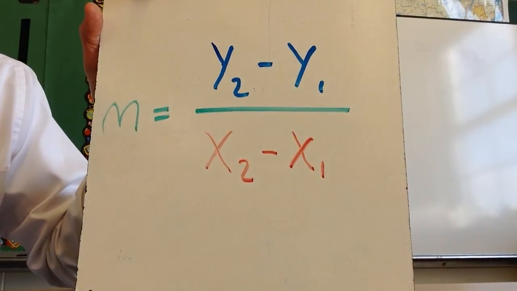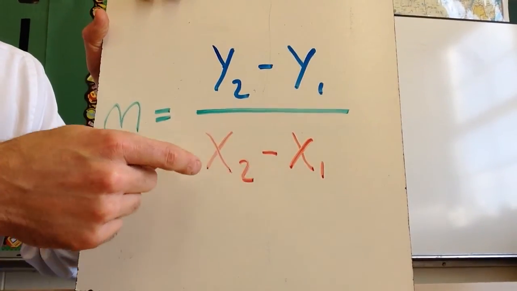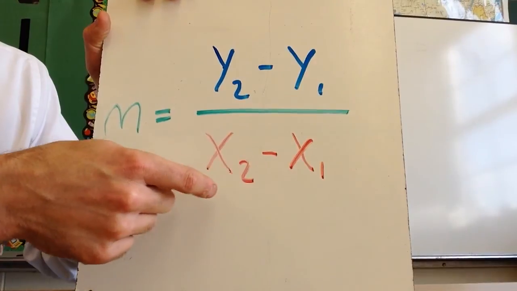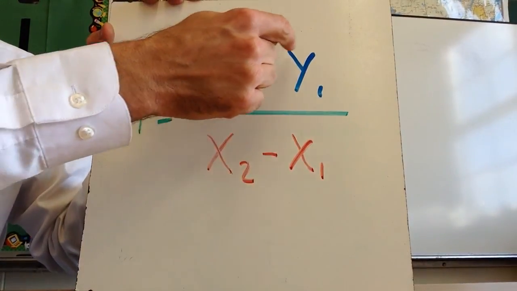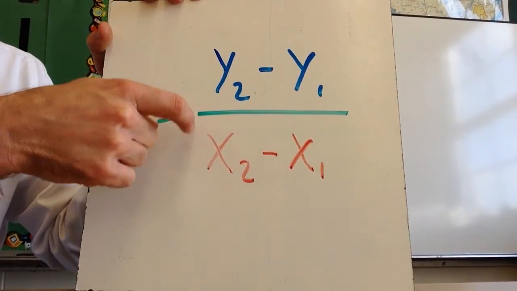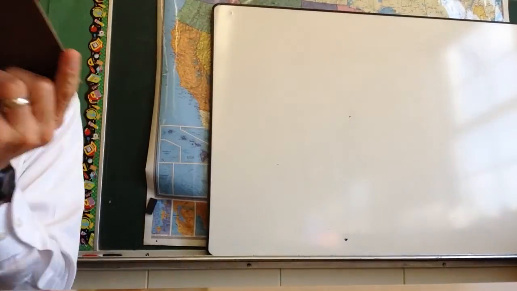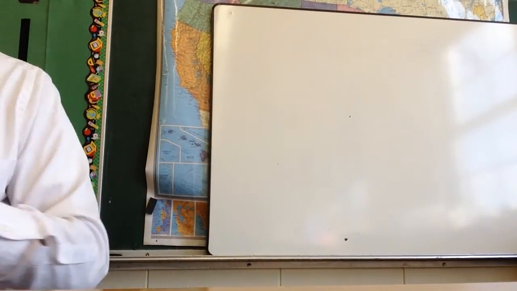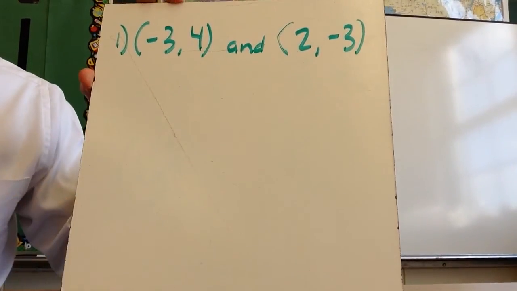You know this formula. It's y2 minus y1 over x2 minus x1. Keep in mind that these are subscripts, so they're below the number. They are not exponents, which would be up here. This is basically saying whatever we're calling the second point are the 2's, and we're calling the first point the 1's. So we're going to practice how to find the slope of a line that goes through 2 points. Here's our first one.